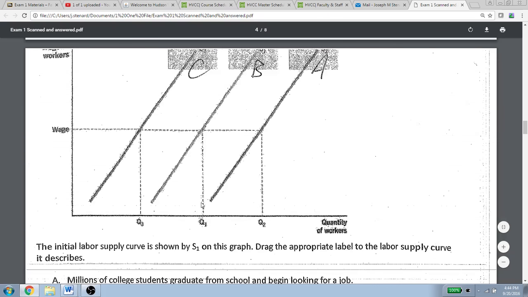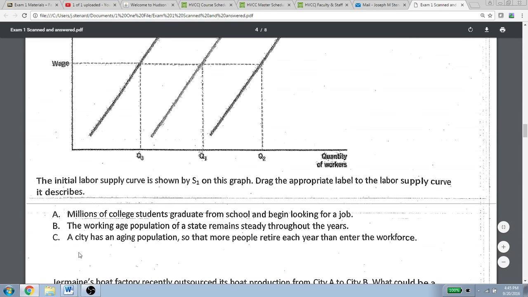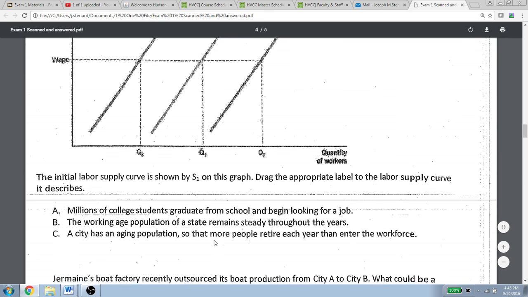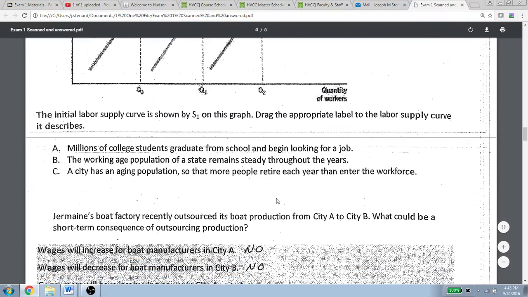This is the labor supply curve that shows an increase in labor. At every wage, there's more workers available. And over here at C, it shows that at every wage, there's fewer workers available. One possible explanation would be C, a city has an aging population so that more people retire each year than enter the workforce. And so you have fewer and fewer workers in this labor department. Some countries are experiencing that, like Japan.